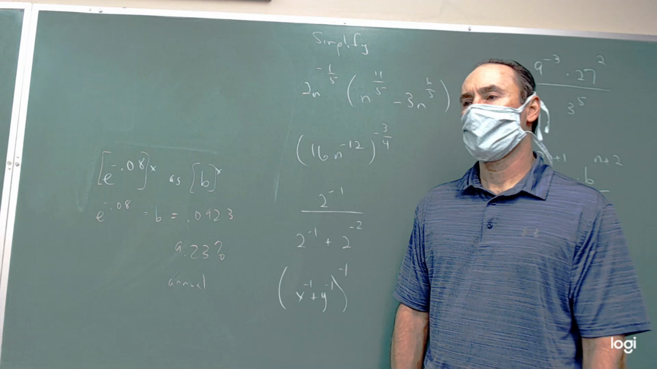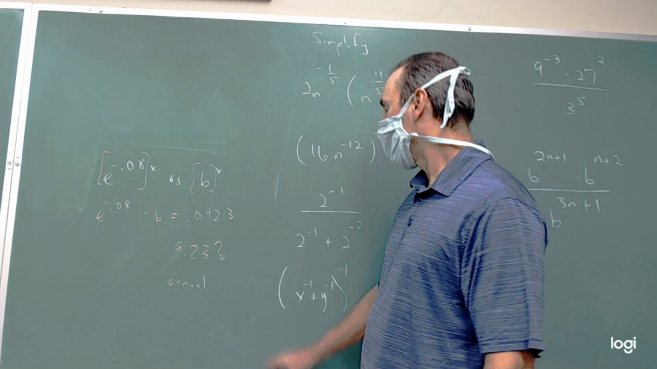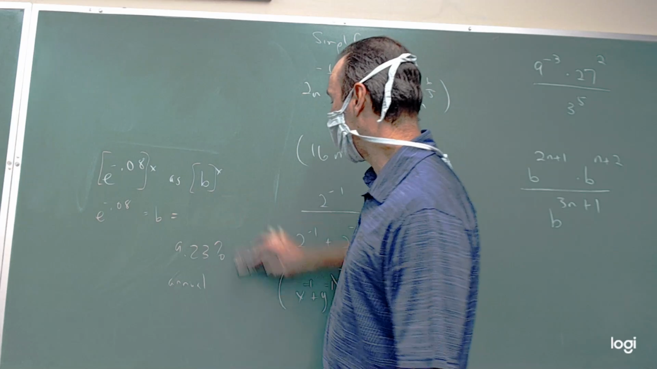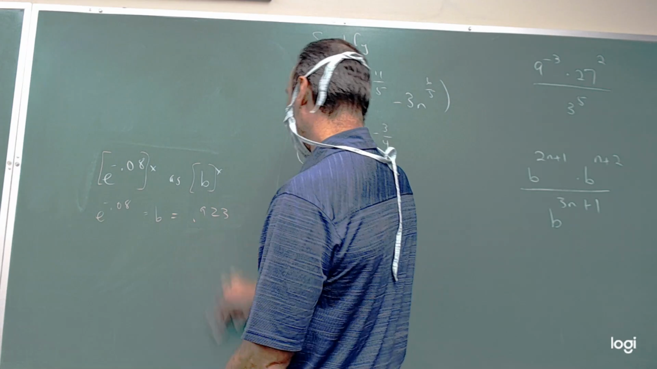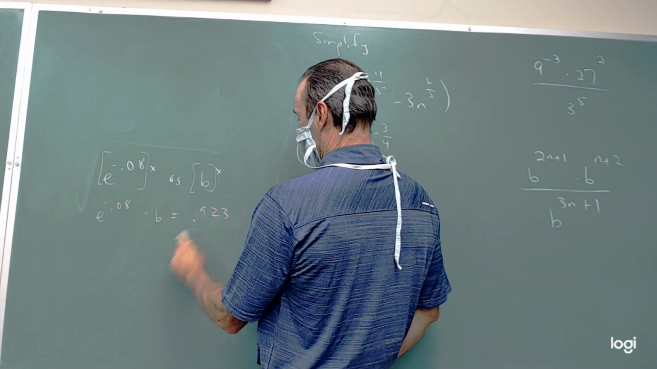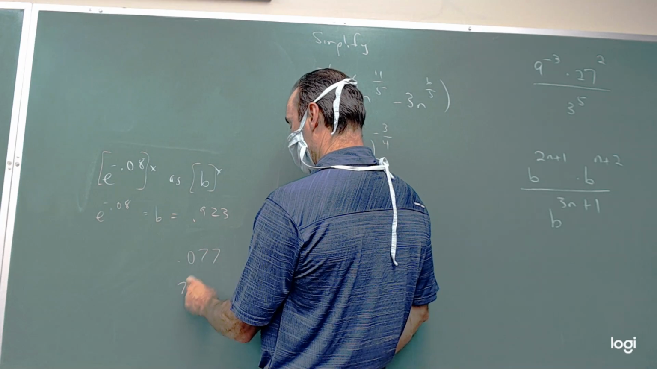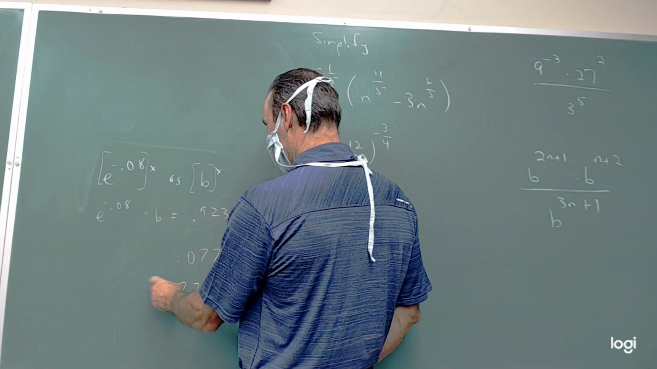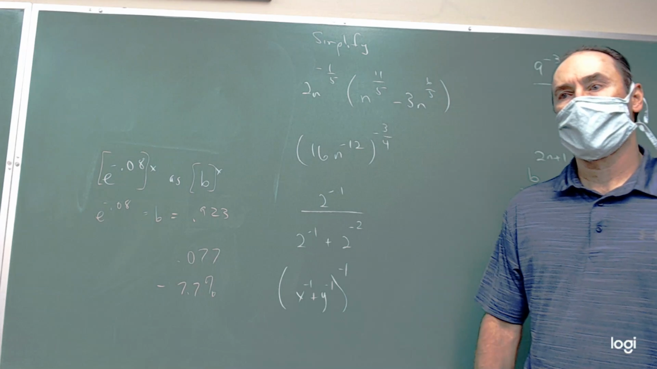Ashley, okay there? But wouldn't you be losing money? No, you're right, it should be 0.923, is that right? Yeah. And so then if we subtract that from 1, that would be 0.077. So it's going to be a decrease of 7.7% per year.